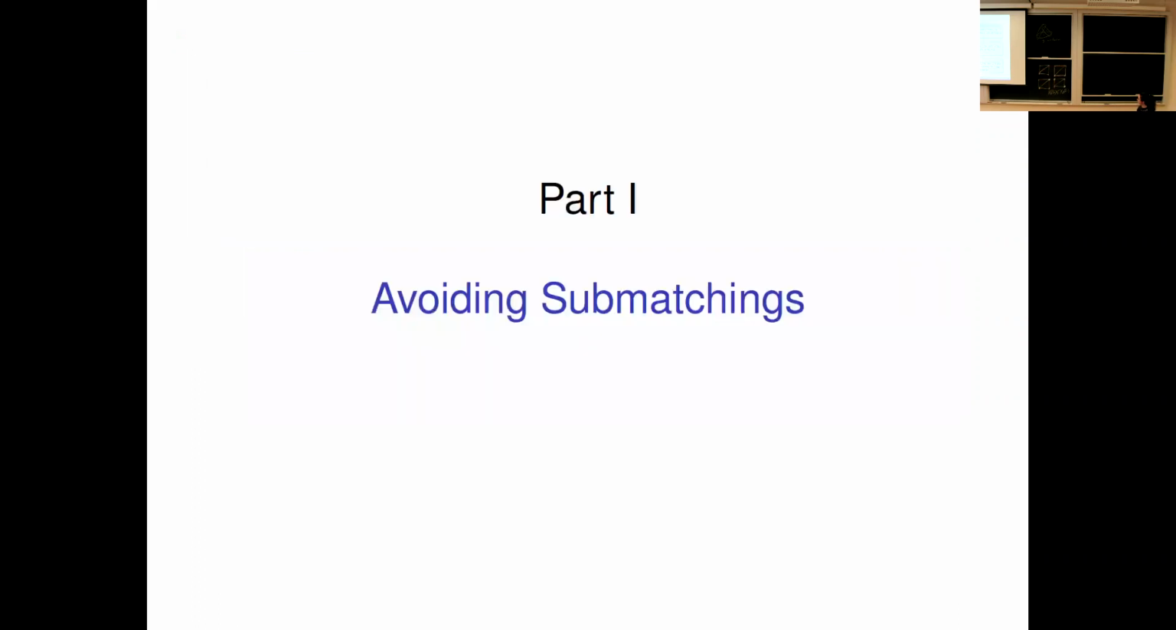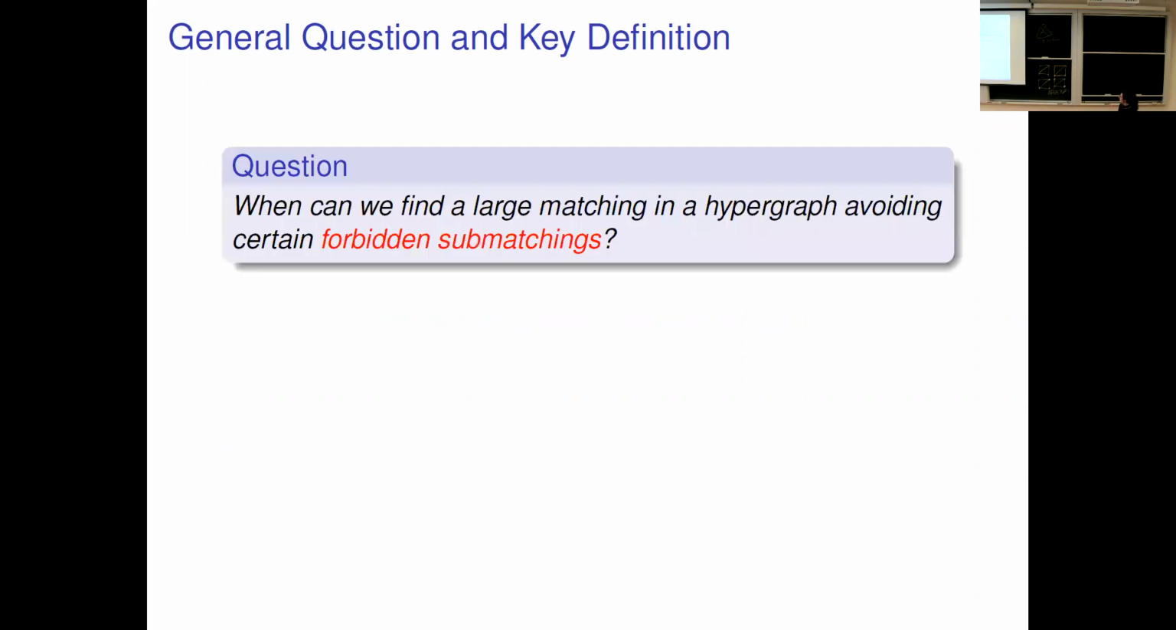Okay, great. So we want to avoid certain submatchings. Let me ask a very general question for a moment. What if we are in a situation where we have a hypergraph and we want to find a large matching? Here I mean perhaps perfect or almost perfect, a very large matching. But what if we put restrictions on what these matchings can look like? In particular, what if we do not allow them to contain certain submatchings? So this is just a very broad question.